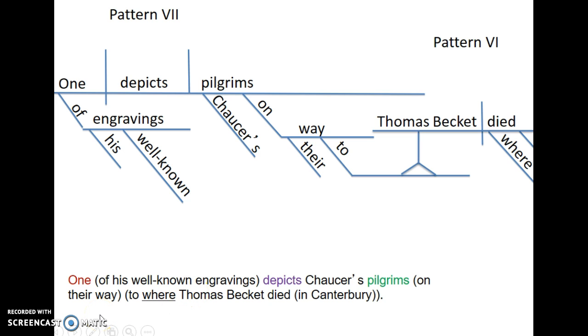Okay, this one's a little bit more complicated. Again, if you isolate prepositional phrases and take things in chunks, it makes it manageable. We start with one. That's a noun and that's our subject. So we're going to start with that. Then we have a prepositional phrase, which I'm going to skip because I'm looking for subject and verb. Here's my verb: depicts. So far I have one depicts, and one depicts what? Pilgrims. And then we have another prepositional phrase and another prepositional phrase. So I can kind of stop right now and say I have a subject, an action verb, and a direct object. That is my pattern 7 for the main sentence.